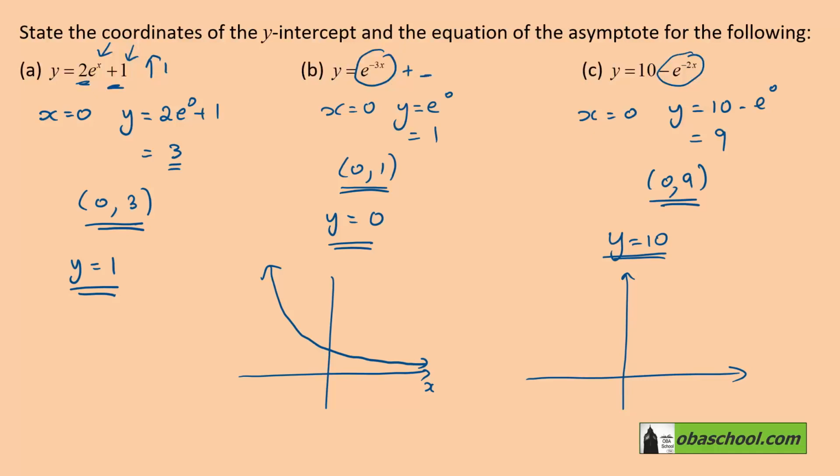this is an e to the negative 2x. So you would have y equals 10 here as the asymptote, and the graph would actually go this way and curve down there, and obviously this isn't to scale, but this intercept here would be at 9.